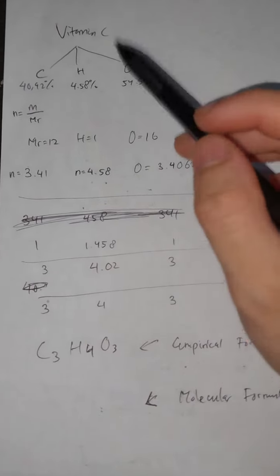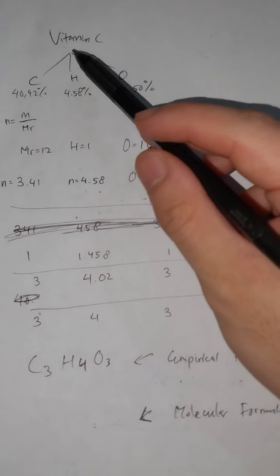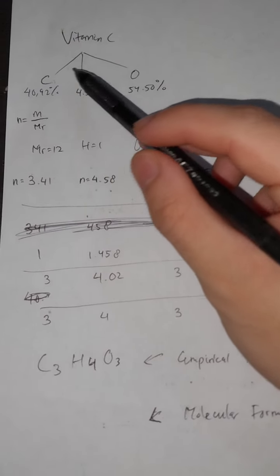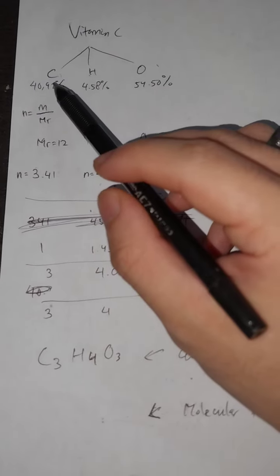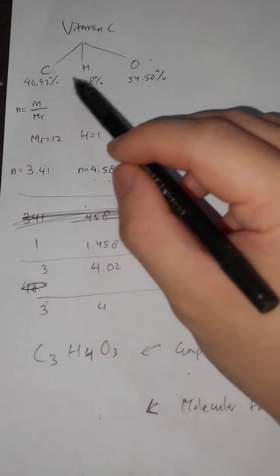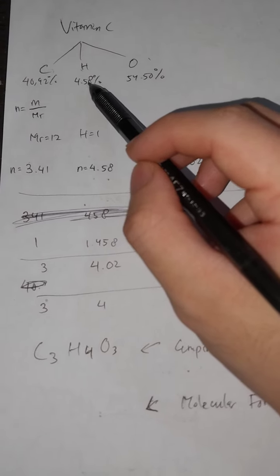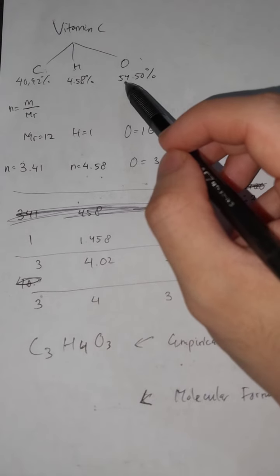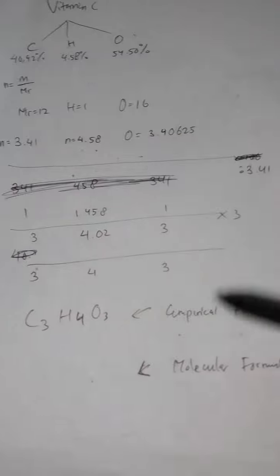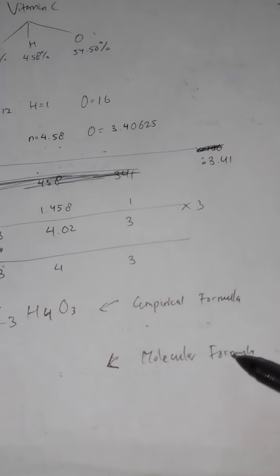All right, Justin. Now, the question is about vitamin C. It consists of carbon, hydrogen, and oxygen, with the ratio 40.92%, 4.58%, and 54.50%. Now, they want us to find the empirical formula and molecular formula.